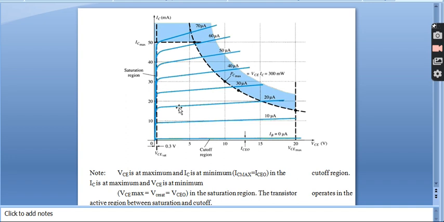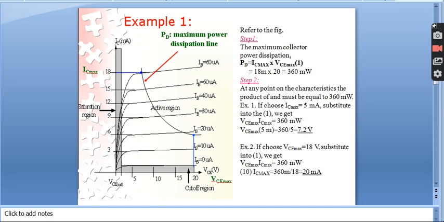Then the transistor operates in the active region between saturation and cutoff. So when VCE is at maximum in cutoff, IC is minimum in the cutoff region. Next, IC is maximum and VCE is going to be minimum in the saturation region. Okay, now let's go for some examples.